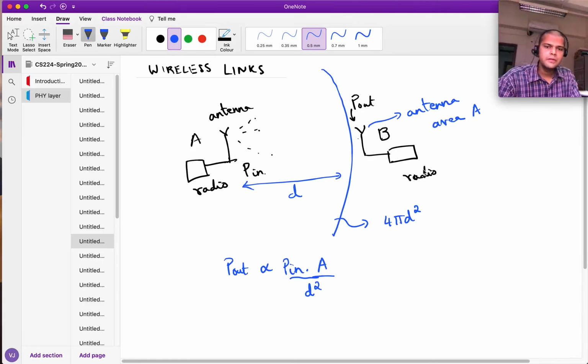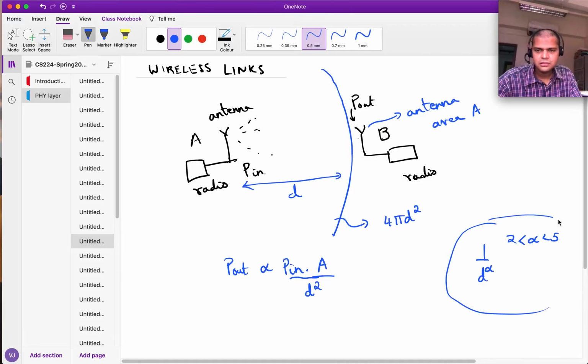And in fact, people have shown in practice it's not such a simple decay. Due to other reasons, the power received is actually proportional not to 1 over d square, but to 1 over d to the power of alpha, where alpha is between 2 and 5. That's more realistic. Some of those reasons we'll see in a moment, on why you would have more decay than this.